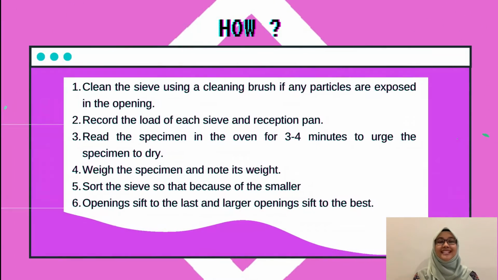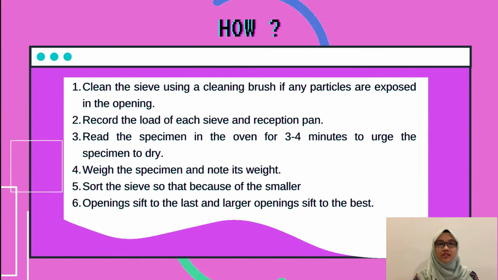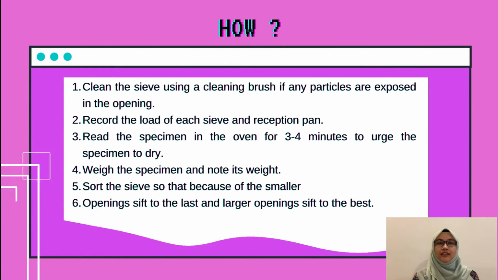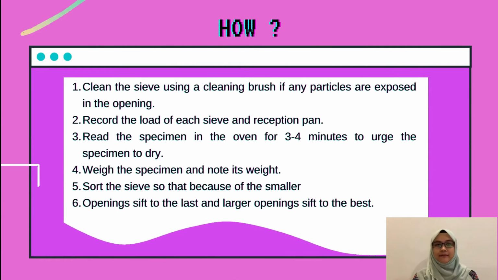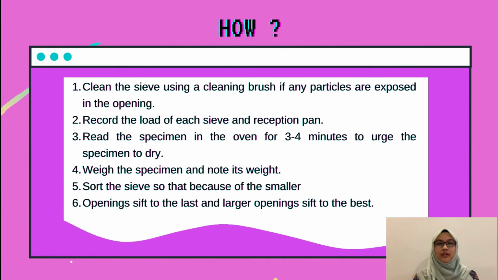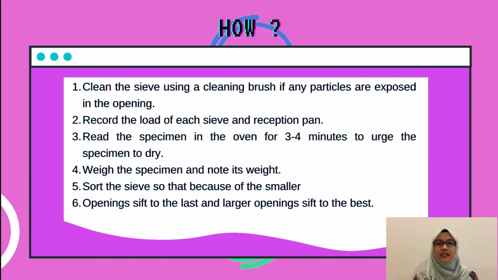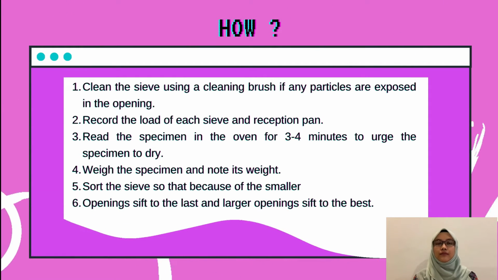How? Clean the sieve using the cleaning brush. Record and load each sieve and pan. Dry the specimen in the oven. Weigh the specimen and note the weight. Sort the sieves from largest to smallest. Place the sieve with the largest opening on top and the pan at the bottom.